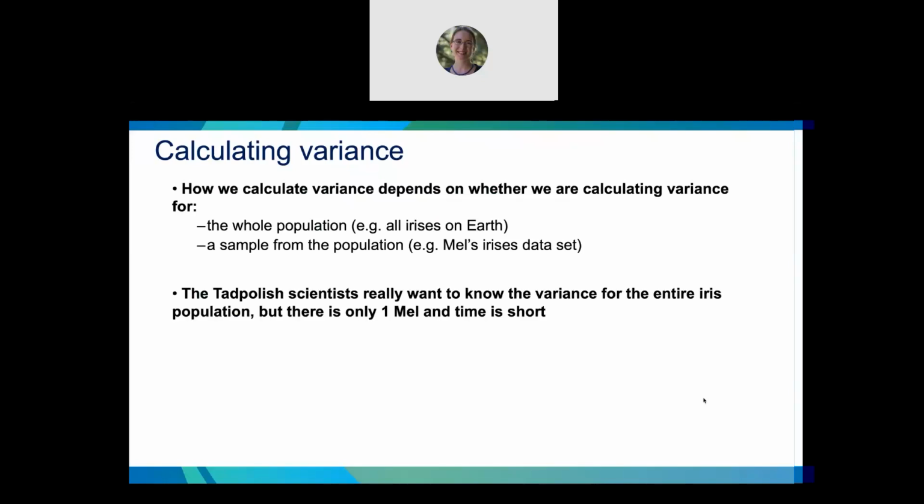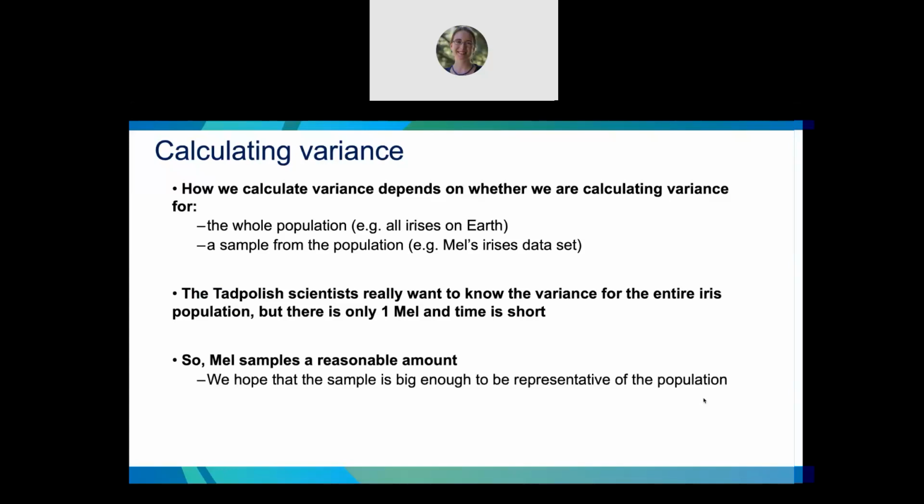So really, the scientists want to know the variance for the entire iris population, just the same way we want to know things about the whole human population. But the reality is we don't have time for that, and there are only so many researchers. So in this case, Mel goes ahead and samples a reasonable amount, and we hope that the sample is big enough to be representative of the population.